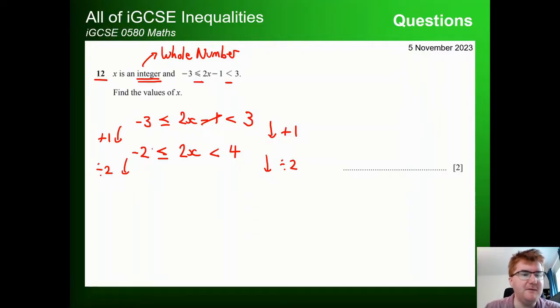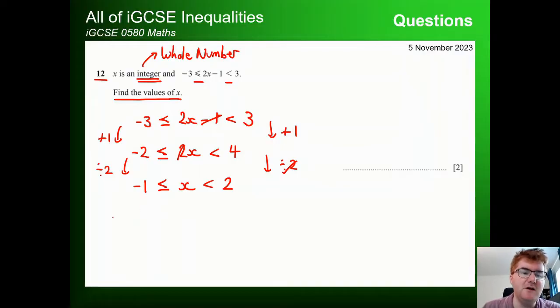Minus 2 divided by 2, that's just minus 1. We leave the less than or equal sign. Now the 2 here cancels, leaving us with just the x, which is exactly what we wanted. And then 4 divided by 2 is equal to 2. So that's the inequality solution to the answer. However, we need to read the question carefully. We need to find the values of x. So this on its own would not give you all the 2 marks, but we need to then understand what this means to write down the answer.